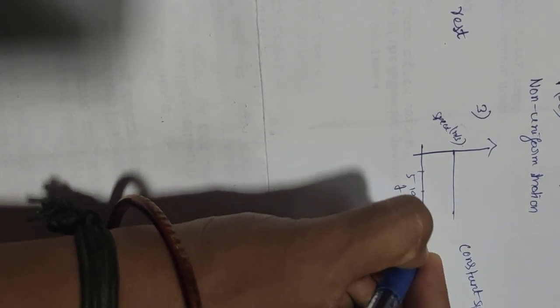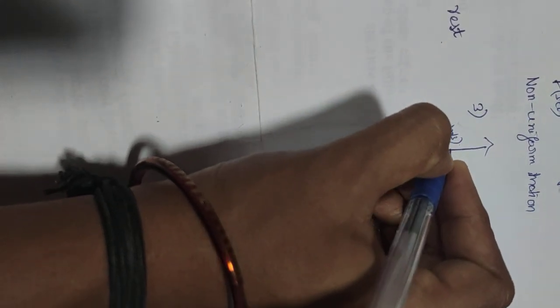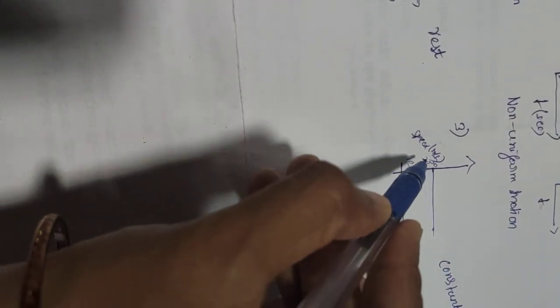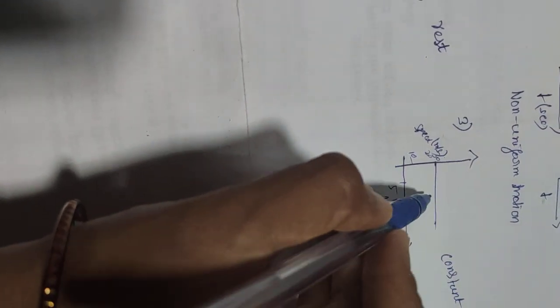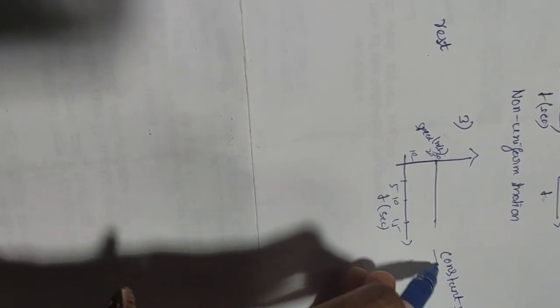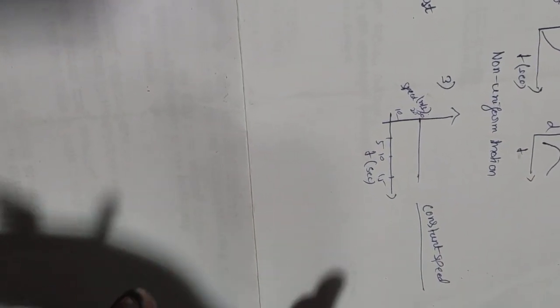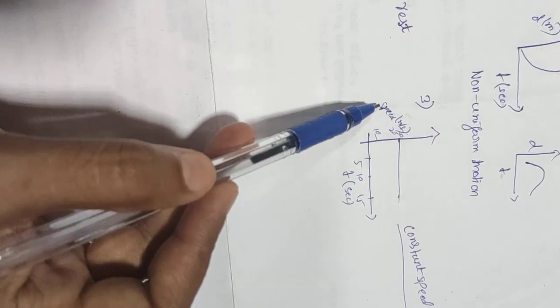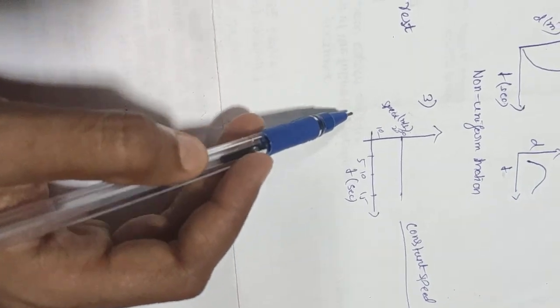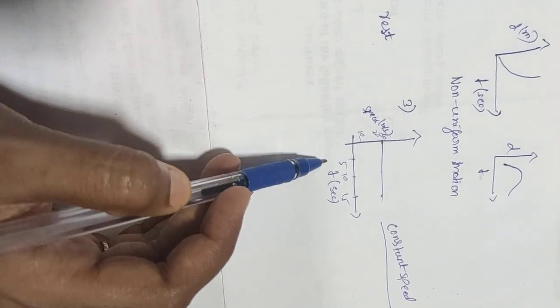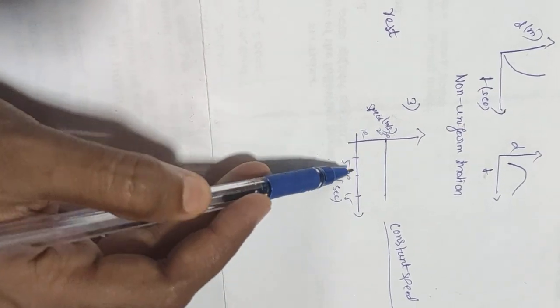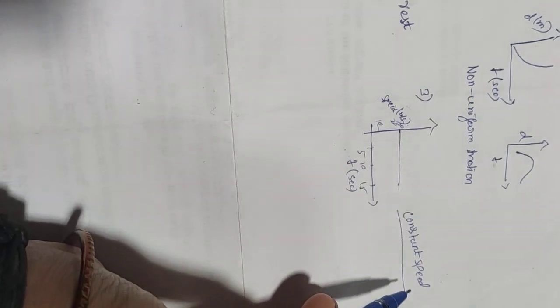So here the object is moving with a constant speed. For example, for 2, 5, 10, 15 seconds, here 10 meters per second, 20 meters per second, 30 meters per second. So even though time is changing, the speed is not changing. The speed of the moving object is uniform. That's why the object is moving with a constant speed. Because we have taken a speed versus time graph, from these two data we are saying that the object is moving with a constant speed.